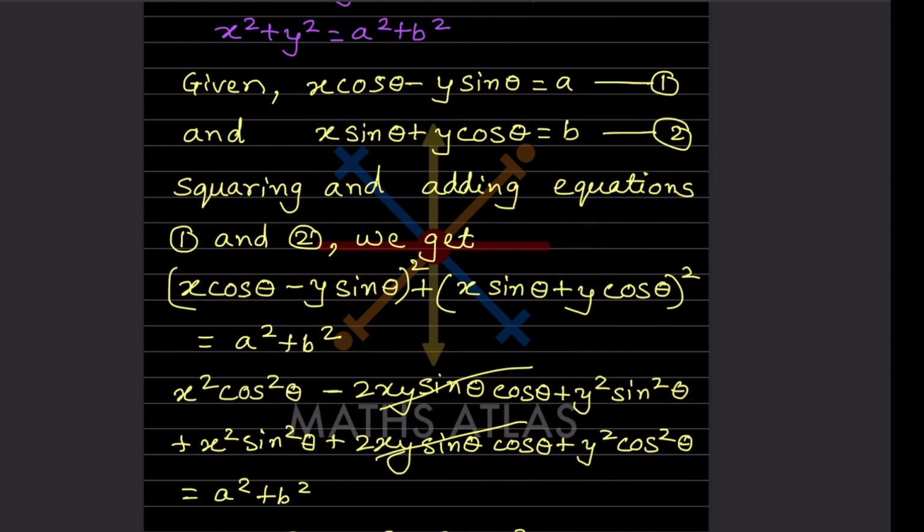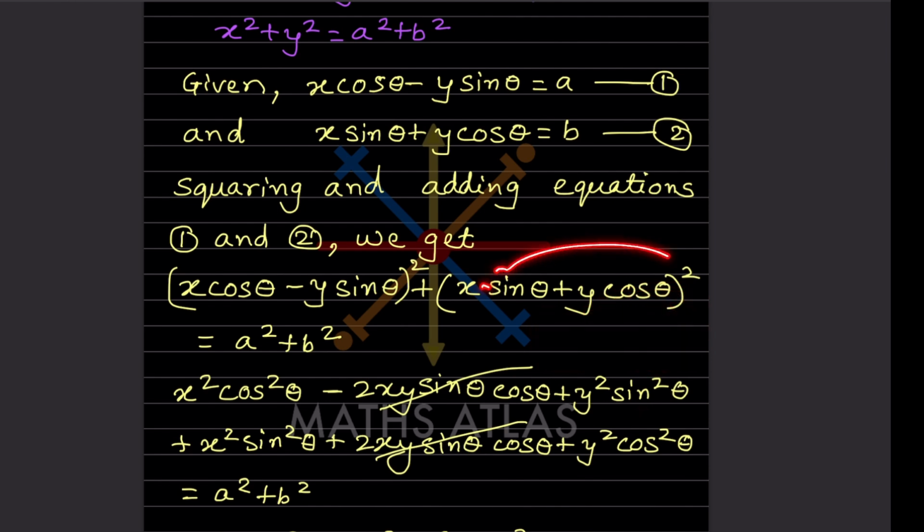So A square means x cos theta square, that will be x square cos square theta, minus 2AB. Here 2 is there, A is x cos theta and B is y sin theta, so minus 2xy sin theta cos theta. Now plus B square means the square of y sin theta, so y square sin square theta.